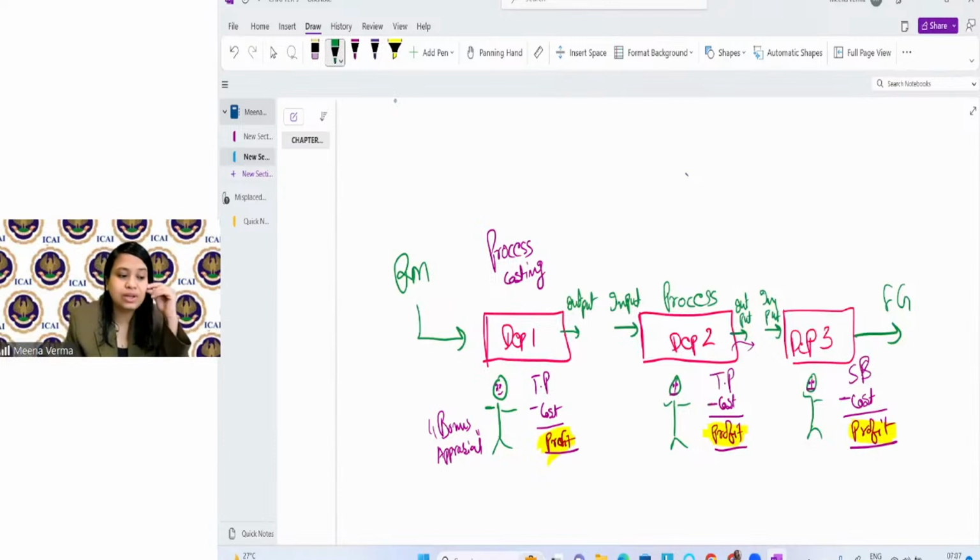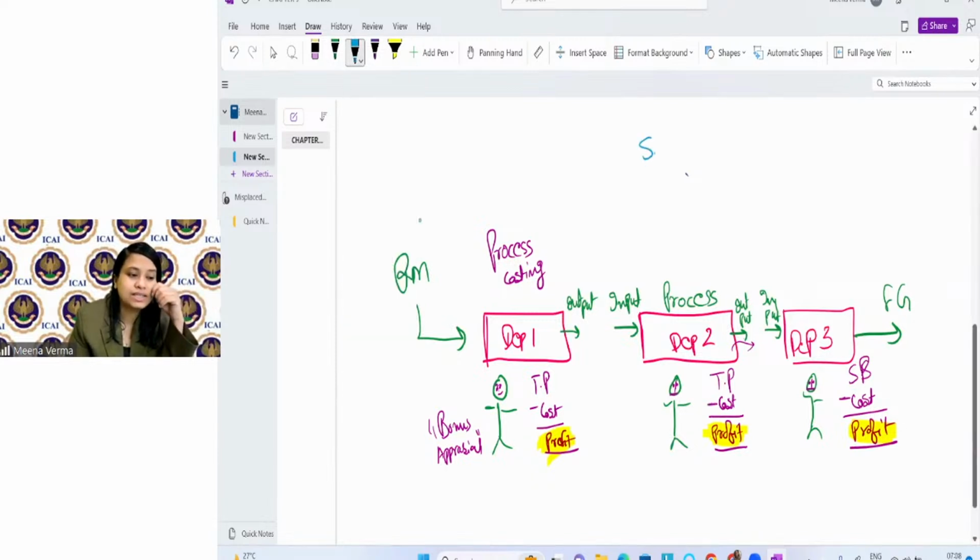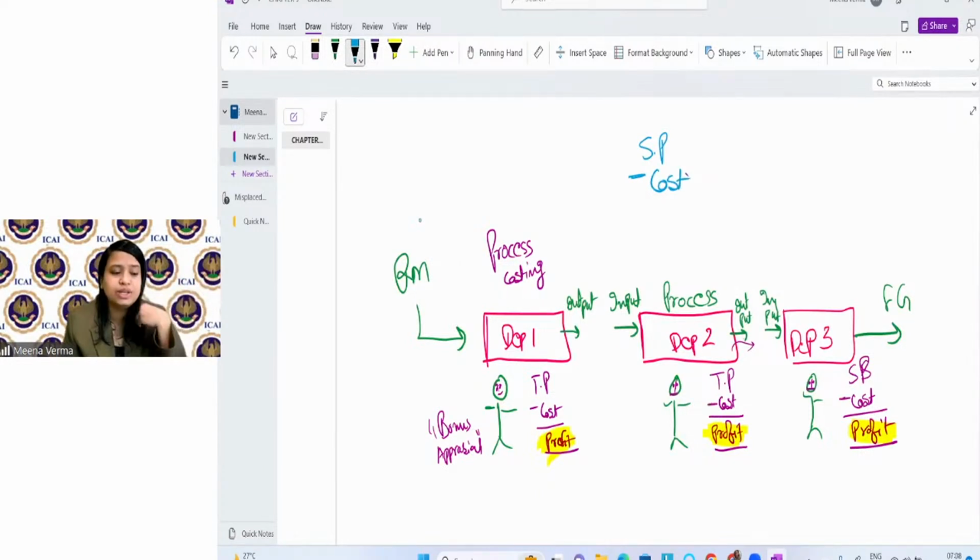So what will happen here? We prepare two cost sheets. One cost sheet is for their respective department, and another is a cost sheet for the entire organization. In such cases, we will consider the selling price and the entire cost of all the departments, all the company. That will give the profit, and this will be the profit of the entire organization. This is selling price, total cost, and the profit of the entire organization.